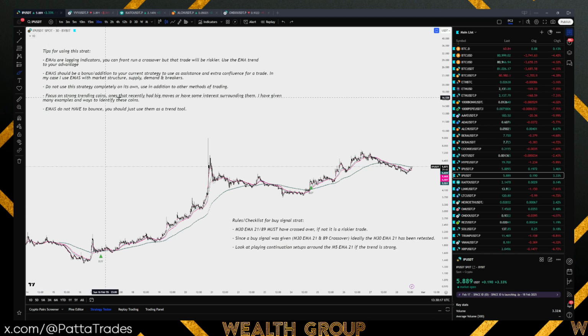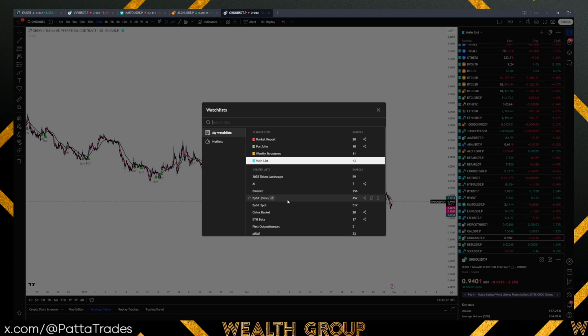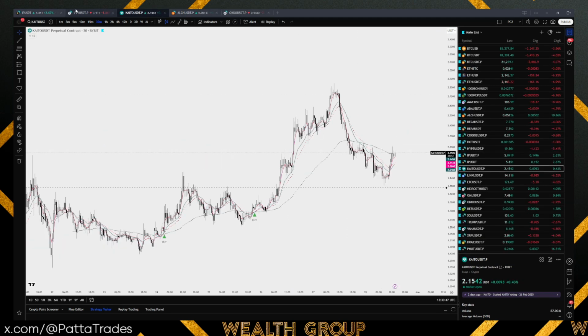Focus on strong trending coins, ones that recently had big moves or some interest surrounding them. I've given many examples of ways you can identify these strong trending coins. There's a few things, like filtering on the Bybit list. You can download a Bybit perp list, and then you can filter to the change percentage. So depending on how strong we are on that day and what coins are trending strong, these are the coins you want to be trading for the strategy.